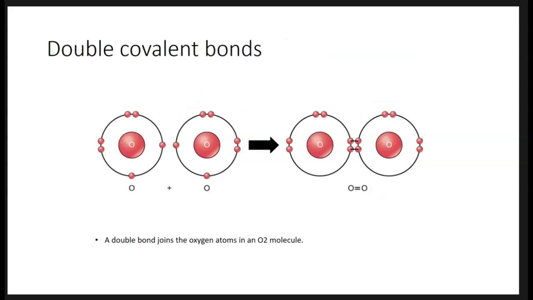Atoms are capable of sharing multiple electrons by forming double or even, in some cases, triple covalent bonds between atoms, such as the double bonds that occur between these two oxygen atoms to make up molecular oxygen, the gas that we find in our atmosphere.